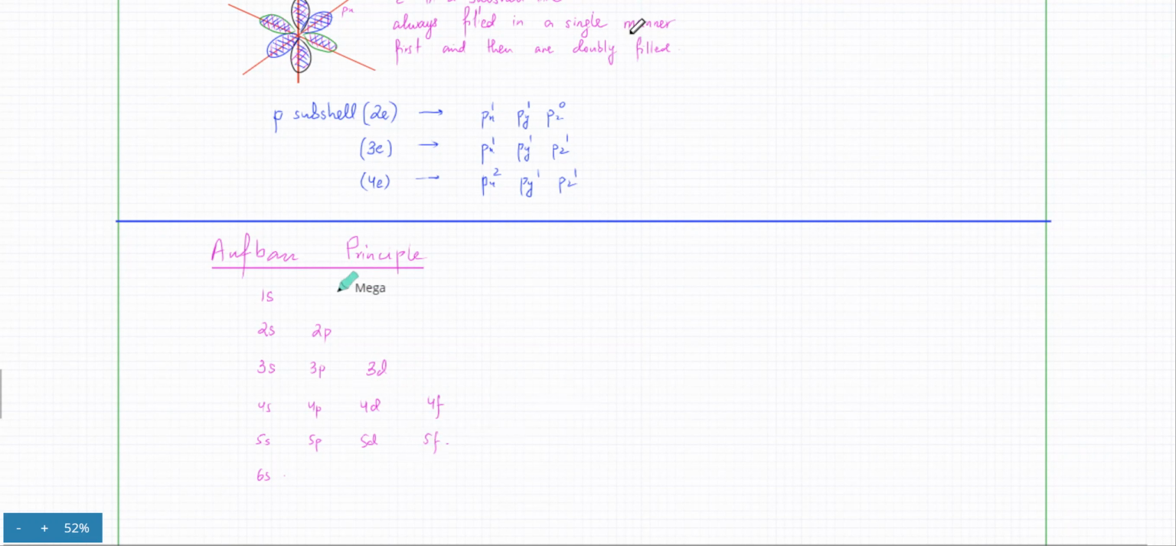So why does the first shell have just one? I mean, the numbers are the shell numbers. They are the energy levels. Why does the first shell have only one orbital?